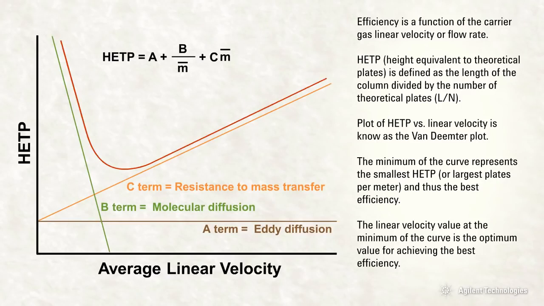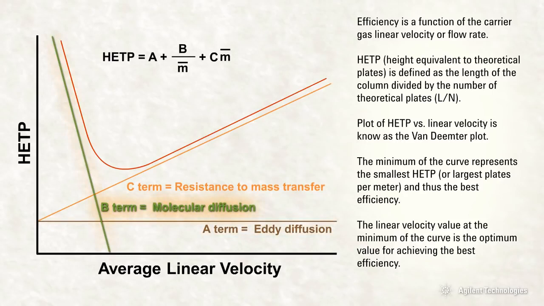From this plot, the minimum area of the curve, shown in red, indicates the average linear velocity or flow that will result in the sharpest and most well-resolved peaks, resulting in the best column efficiency. In the Van Deemter equation, A is the eddy diffusion term. This only applies to packed columns because of the random sample flow path that doesn't exist in a capillary column.